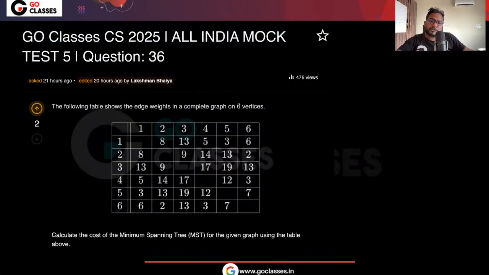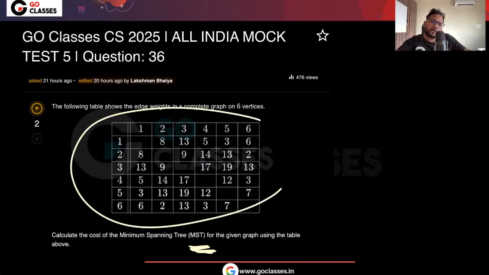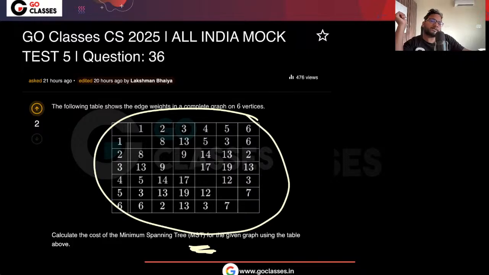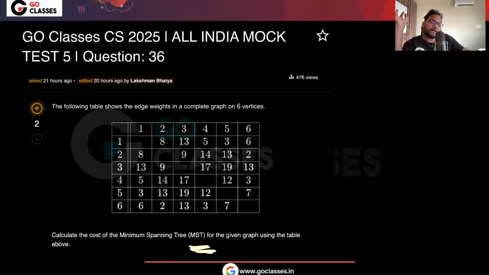Now let's see this question. This question was related to minimum spanning tree. They are saying that this particular table is given here, or you can say the adjacency matrix is given here, right? Now here they are saying it is a complete graph with 6 vertices. See, this question was kind of unique in the sense that they have not given the graph. Instead, they have just given the weight matrix, or the adjacency matrix. And now you have to find out the minimum spanning tree.